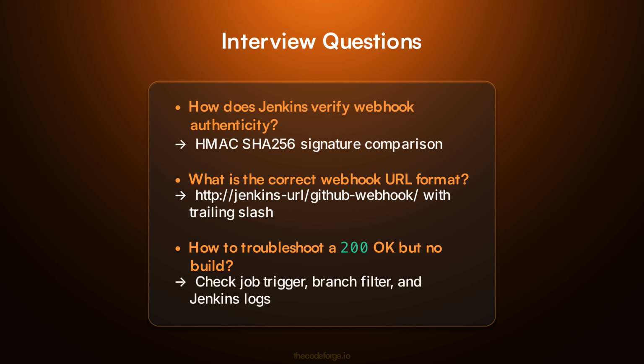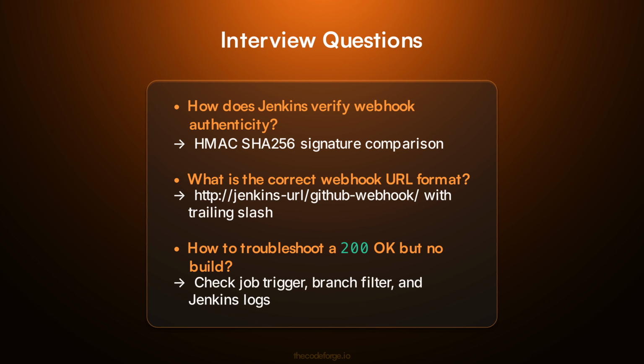Let's run through some common interview questions. How does Jenkins verify webhook authenticity? HMAC SHA-256 signature comparison. What is the correct webhook URL format? http://jenkins-url/github-webhook/ with trailing slash. How to troubleshoot a 200 OK but no build? Check job trigger, branch filter, and Jenkins logs.